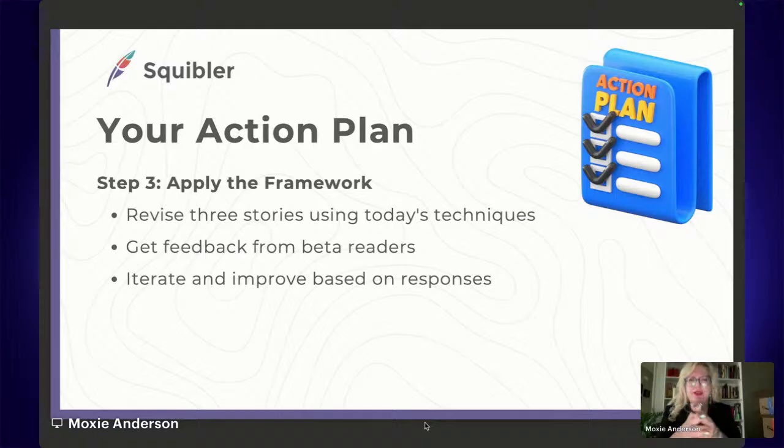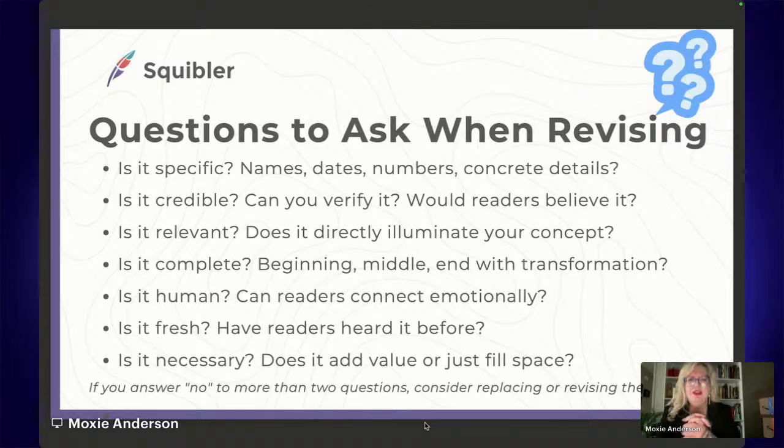And then for the action plan, you also want to apply the framework. Revise 3 of your stories if you have already written a draft using today's techniques. Get some feedback from some beta readers, and then iterate and improve your stories based on the responses that you get. There are some questions to ask when revising. You can pause the screen and take a look at these if you'd like to. I'm not going to read them to you, but if you do answer no to 2 or more of these questions, consider replacing or revising the story because it may not be helpful to your book overall.